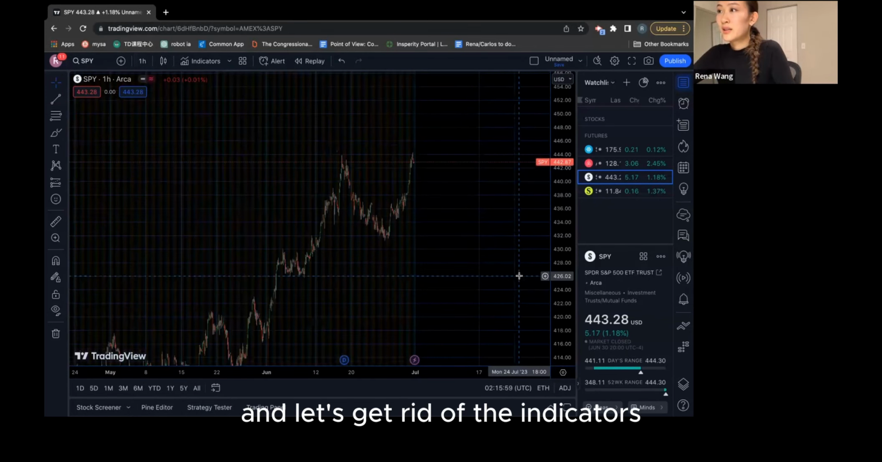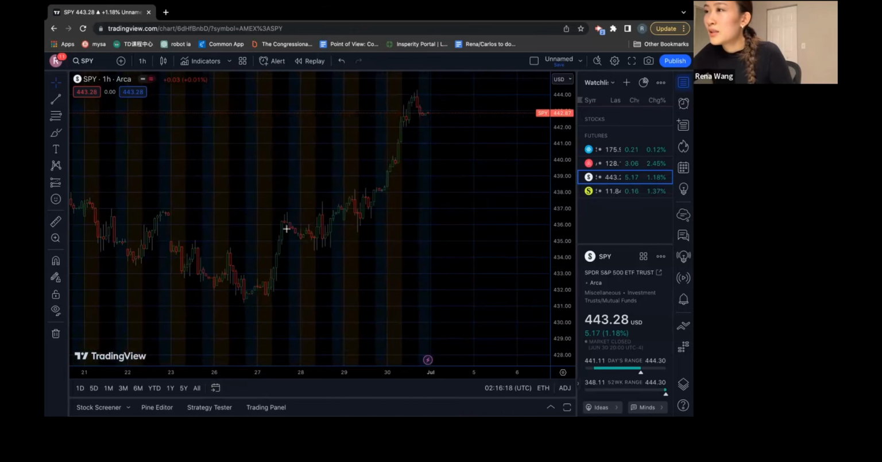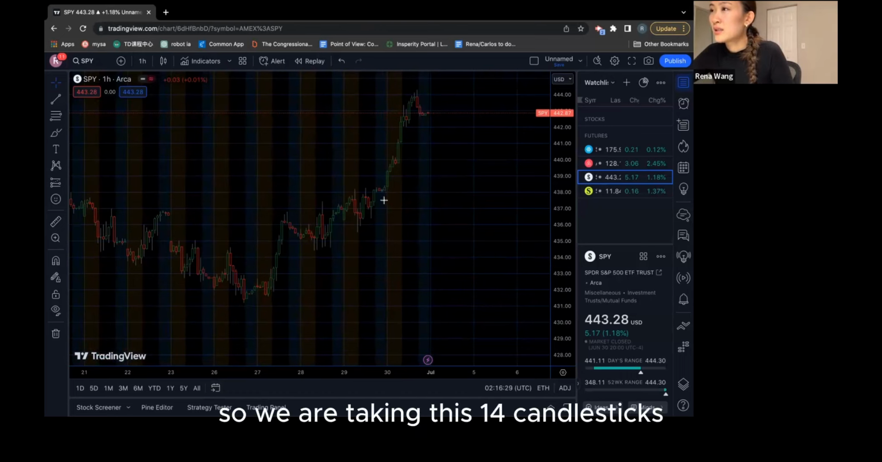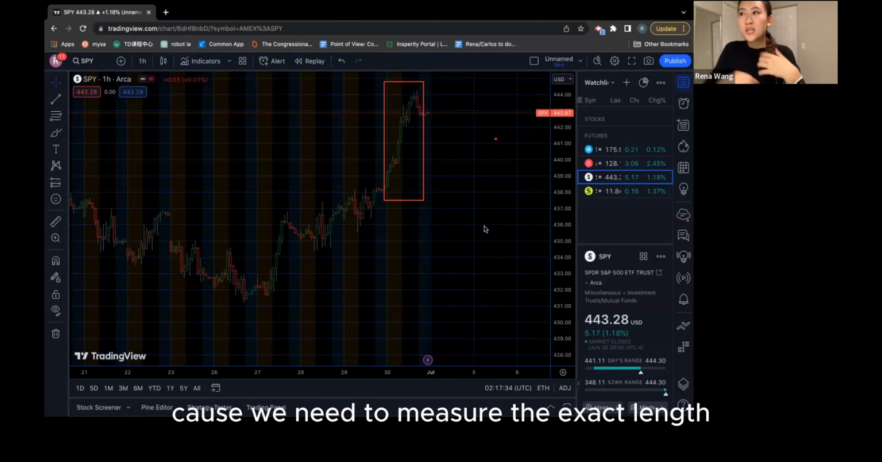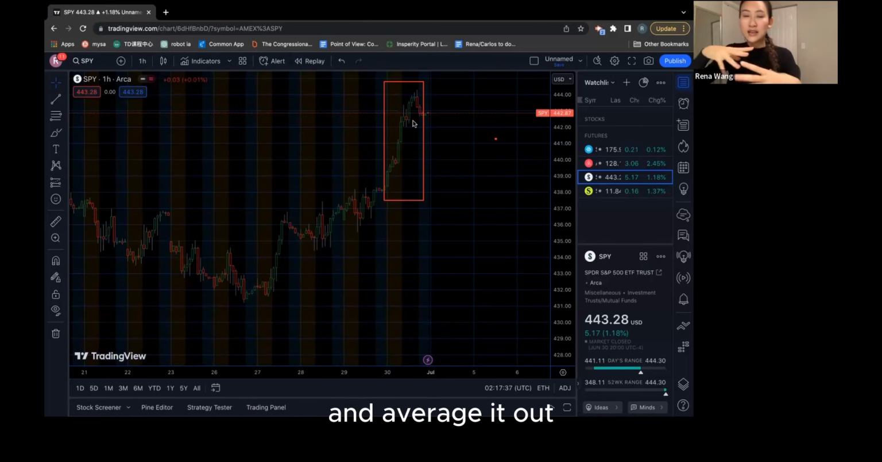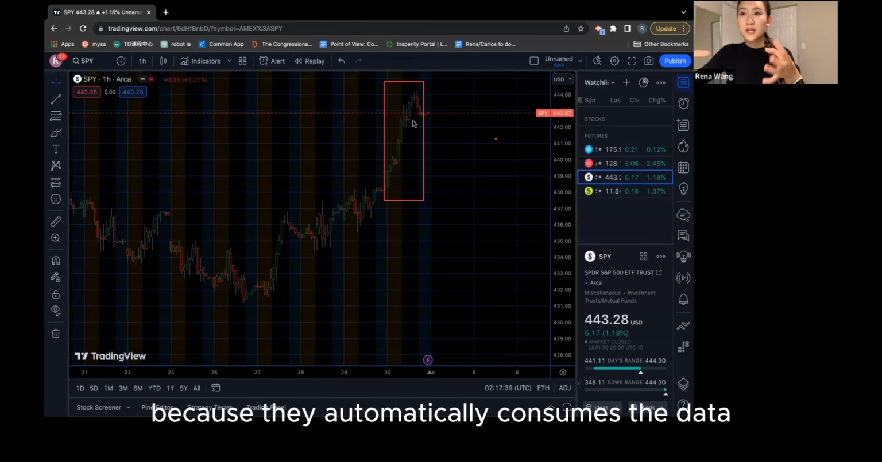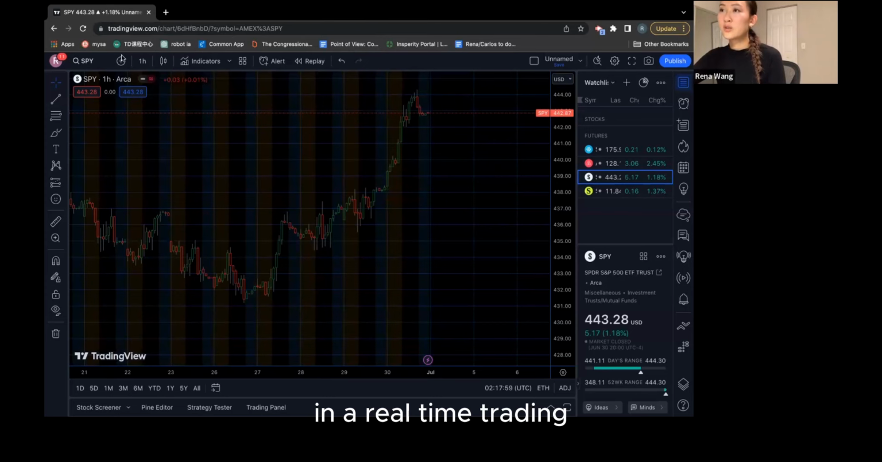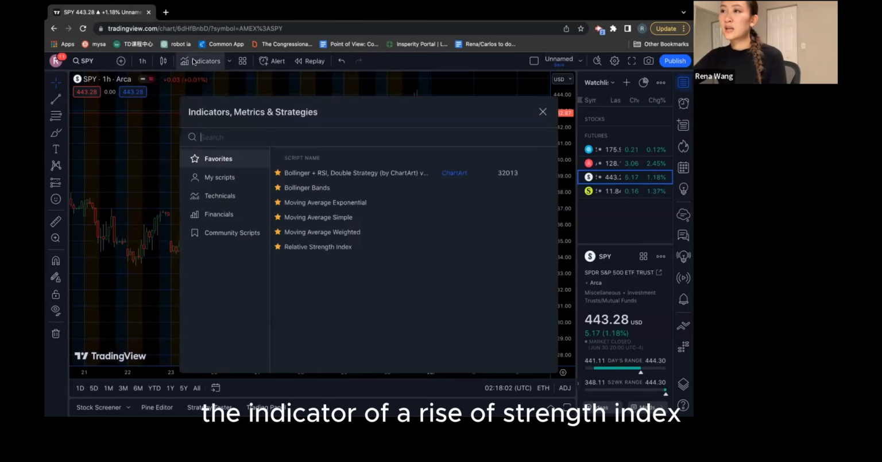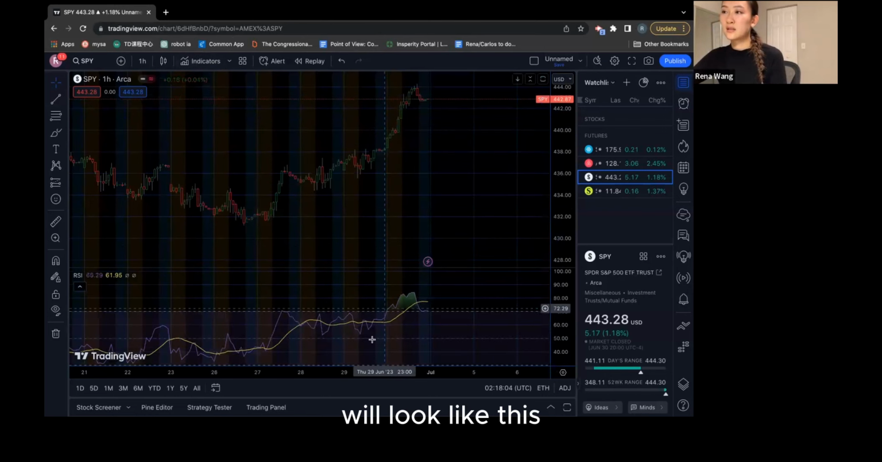And let's get rid of the indicator. Okay, so let's count. Let's take these 14. So 1, 2, 3, 4, 5, 6, 7, 8, 9, 10, 11, 12, 13, 14. Exactly right here. So we are taking these 14 candlesticks. It is really hard to estimate, right? Because we need to measure the exact length and average it out. That's why we use indicators, because they automatically consume the data and give us the value that we might need when trading. So in real-time trading, the relative strength index indicator will look like this.